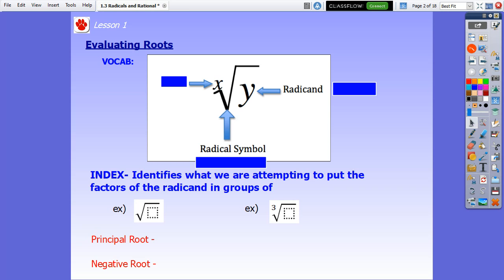Sometimes I'll just say the stuff inside. But this one's going to be the big one for us as we are evaluating and doing some operations, and that is the index. So that tells us what type of radical we have or what type of root we're looking for. So is it a square root, a cube root, a fourth root, and such.